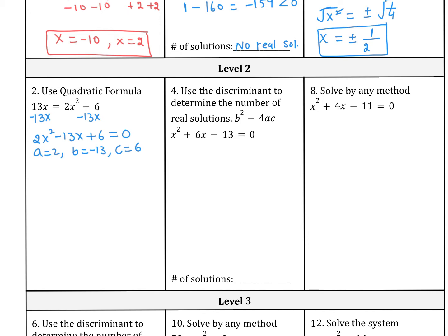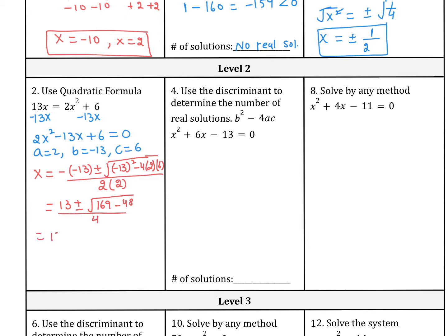x equals -b plus or minus square root of b squared minus 4ac, all over 2a, and that's 13 plus or minus square root of 169 minus 48, over 4. 13 plus or minus square root of 121 over 4, and the square root of 121 is 11, over 4.